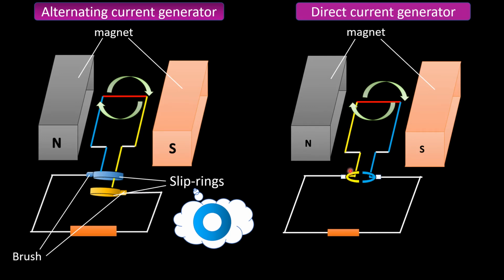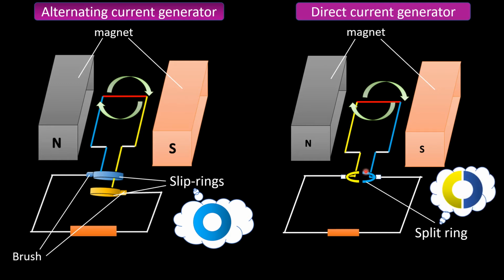So the yellow part of your coil here will be attached to this type of ring. What is this ring called? This ring is different from the AC generator rings. The AC generator has slip rings, which are metal rings, but this is a split ring. Same as its name, this circular metal ring is split in half, so the two halves don't connect to each other. The yellow one goes with the yellow coil, and the blue one will connect to the blue coil.